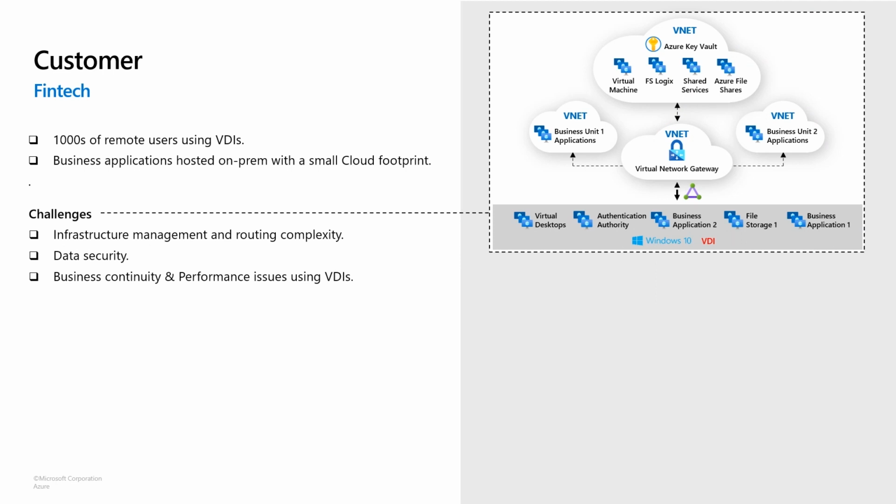The first customer is a financial customer. They have hundreds of remote users, and they're all using on-prem VDI.